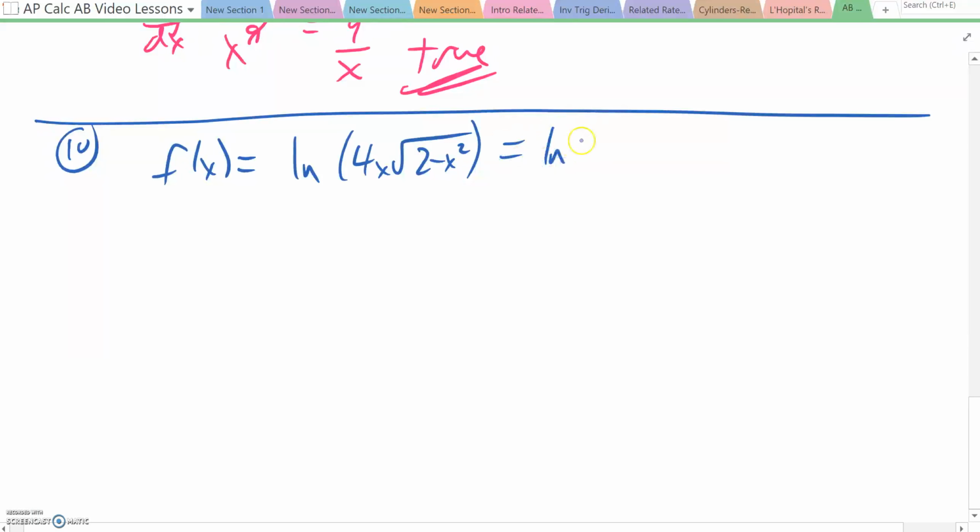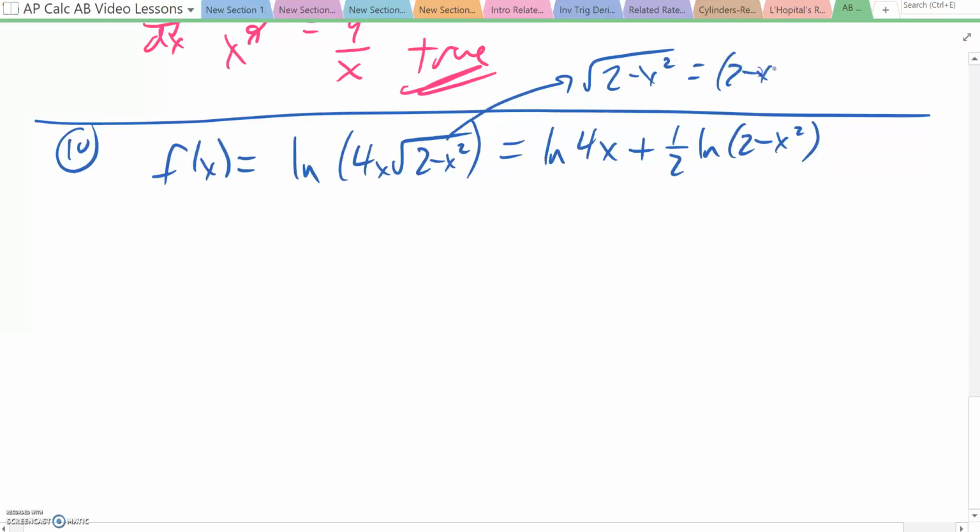I'm going to write it as ln of 4x plus 1/2 ln of 2 minus x squared. And I'm capitalizing on the fact that the root of 2 minus x squared is 2 minus x squared to the 1/2. And then the whole bring the power down when you can because you have a log out in front. I could have also pulled this ln 4 off and called it ln 4 plus ln x, but it's easy enough to take a derivative of ln of 4x.